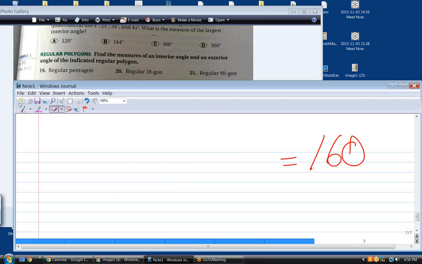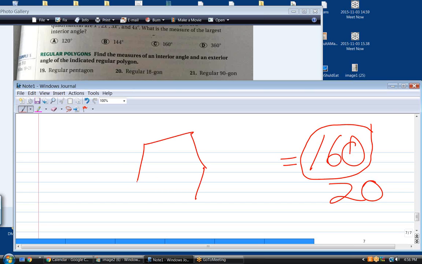There's the hard way to get it and the easy way to get it. That's 20. Did you do it the hard way or the easy way? I just divided 360 by n. Right, but it's also whatever is supplementary to that interior angle. The interior angle and the exterior angle are always supplementary. So you could have taken your answer of 160 and subtracted it from 180. Each of those would be 20 degrees.